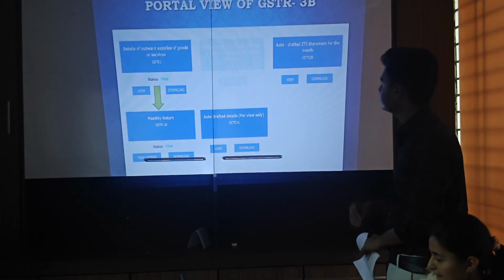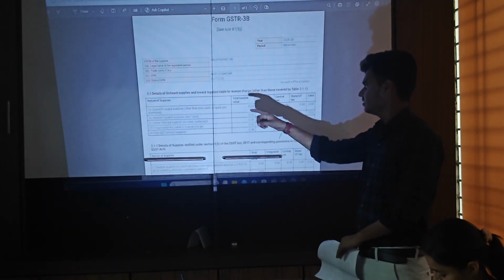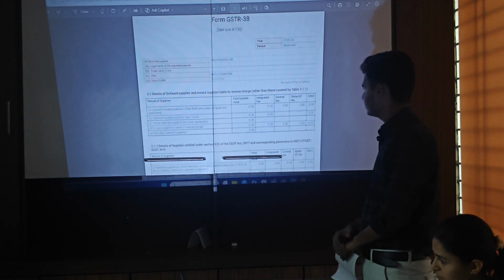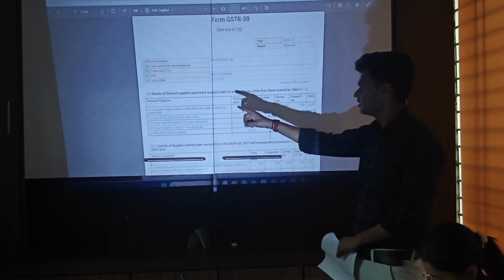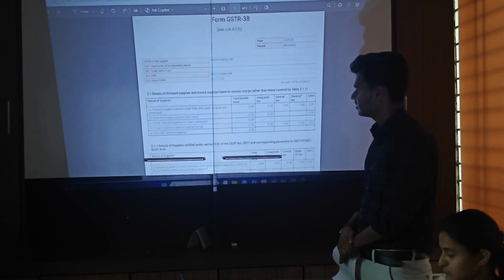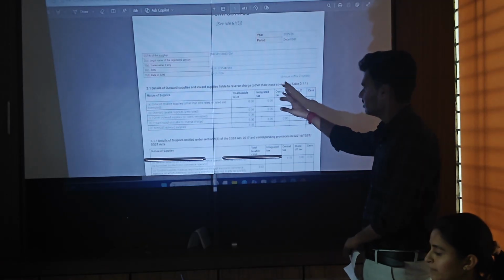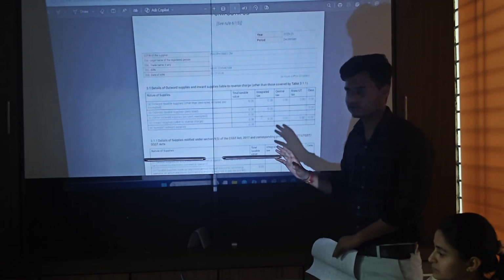This is the portal view of GSTR 3B. Table number 3.1 is details of outward supplies and inward supplies liable to reverse charge other than those covered in table 3.1.1. 3.1A, outward supplies made to registered persons other than nil rated, zero rated and exempt supplies, come in here. This table and this table, the data comes from GSTR 1 only.